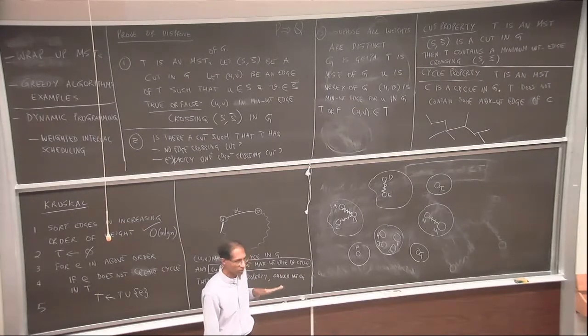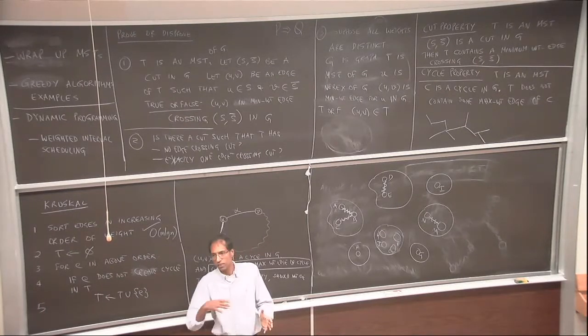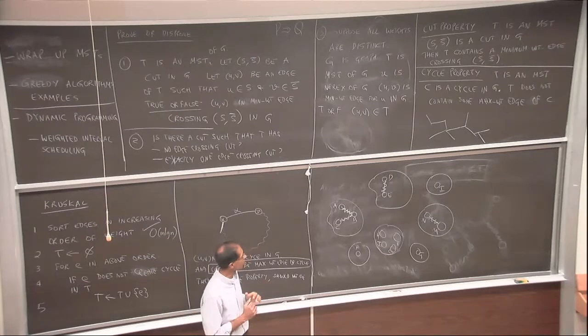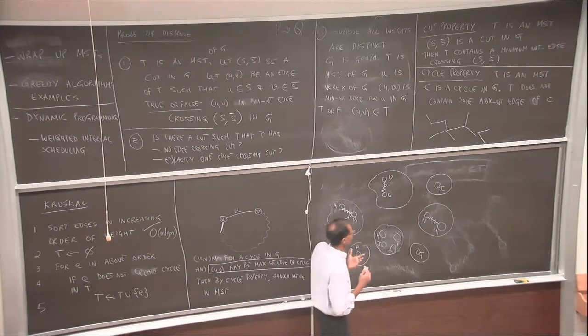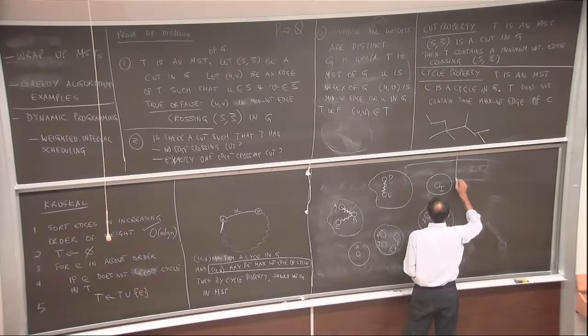So the actual structure of the tree that we have built is not that important. What's more important is which vertices we have connected, which vertices we have not connected. Okay? Good. So here is the problem that this leads to.